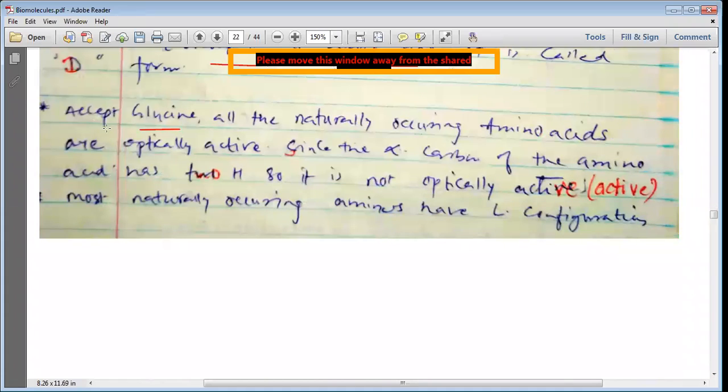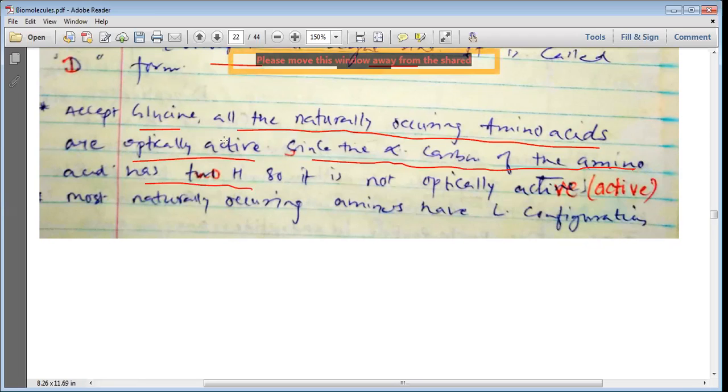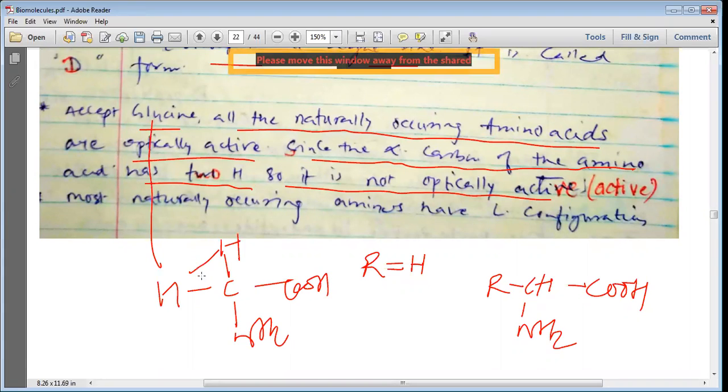Except glycine, please remember, all the naturally occurring amino acids are optically active. This is the important point to remember. Since the alpha carbon of the amino acid glycine has 2 hydrogens, it is not optically active. You need to remember, my dear students, that for glycine, R is equal to H. So we generally have the amino acid as RCHNH2COOH. But for glycine, we can write it as HCNH2COOH, and again we have H here. So both groups present on this carbon are the same, and that is why it is optically inactive.